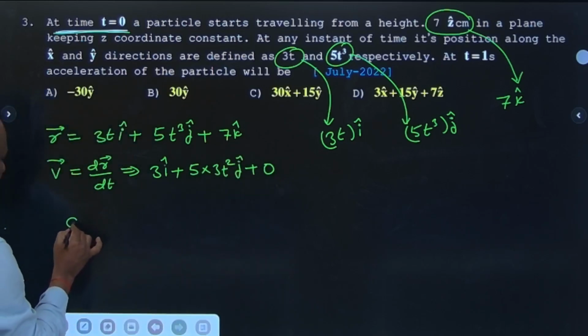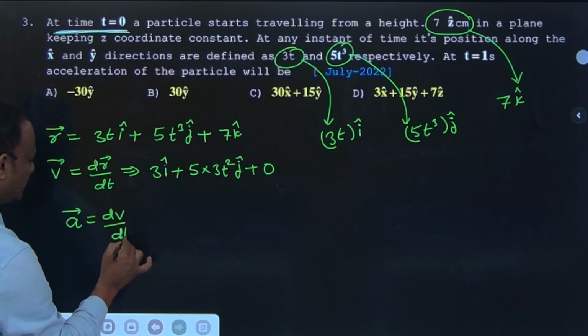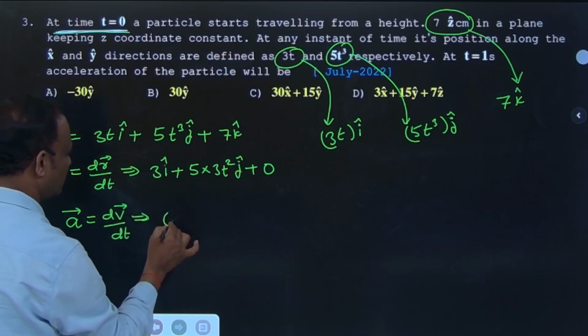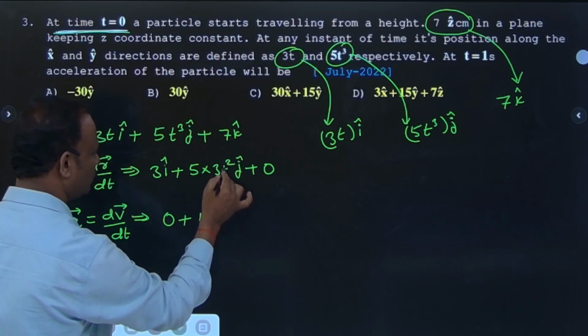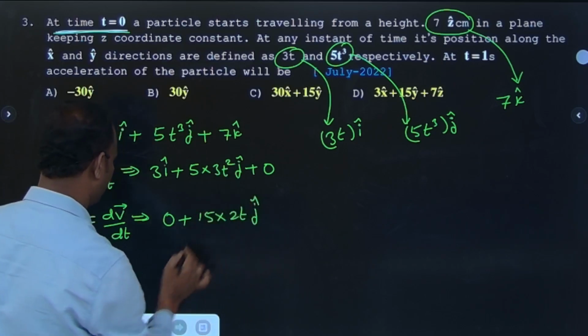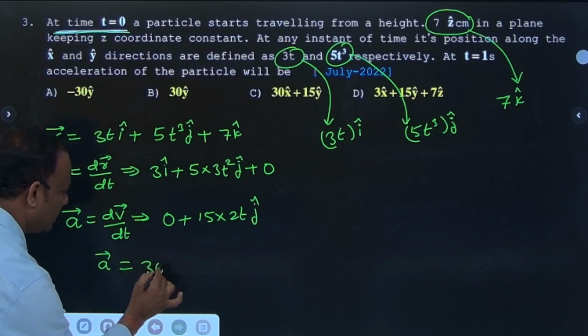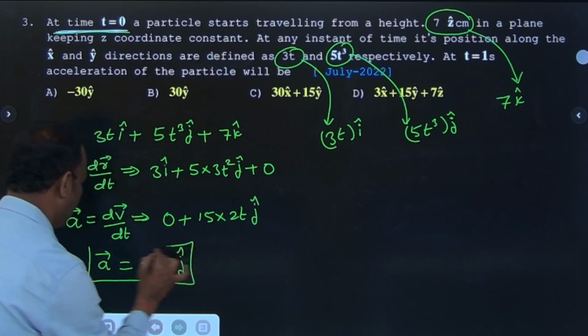Again you take it as acceleration, dv by dt. So this is equal to the differentiation of a constant, which is 0, plus 3 into 5, that is 15, into t square differentiation, which is 2t, j cap. Then acceleration a is equal to 30t j cap, that is my answer.